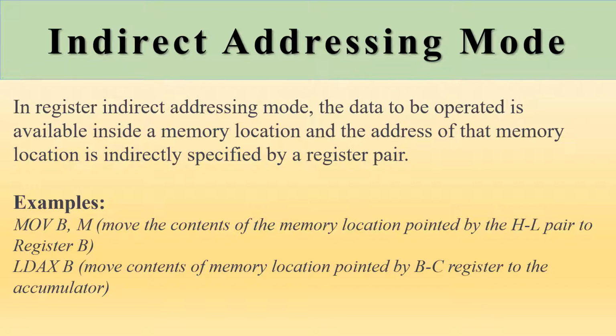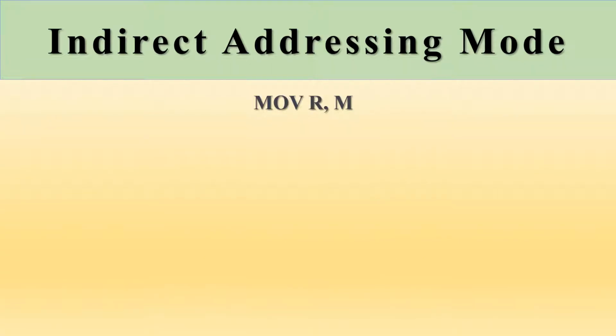Next we have the indirect addressing mode. In register indirect addressing mode, the data to be operated is available inside a memory location and the address of the memory location is indirectly specified by a register pair. So MOV R, M or LDAX B, these are the two indirect addressing mode instructions. Let us see this in detail because the indirect addressing mode is one of the very important addressing modes of 8085.